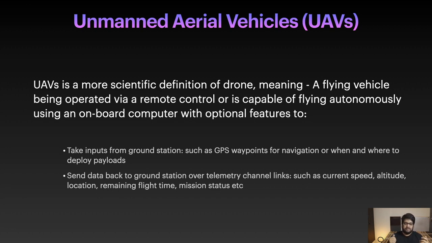So by definition, a UAV is a more scientific definition of a drone, meaning a flying vehicle being operated by a remote control, or capable of flying autonomously using an onboard computer with an optional feature to take input from a ground station. A UAV can take input such as GPS waypoints, the throttle, the yaw, the pitch, and all kinds of things, and where to deploy payloads. The UAV is also capable of sending data back to the ground station, like its current speed, maybe the camera feed, the current altitude, the current location, how much battery is remaining, how much flight time is remaining, and the status of the mission on which the UAV is being sent.